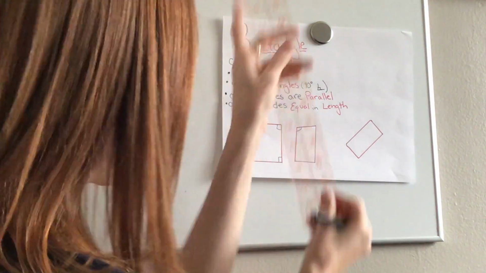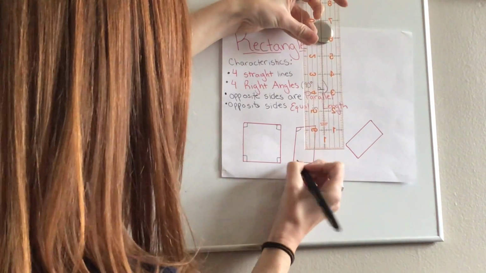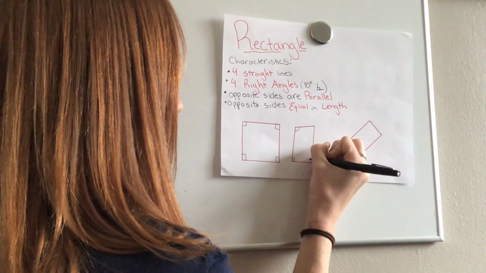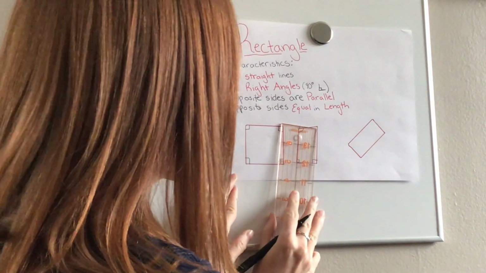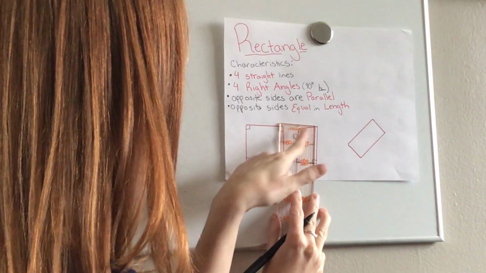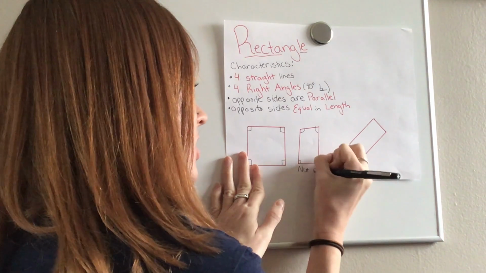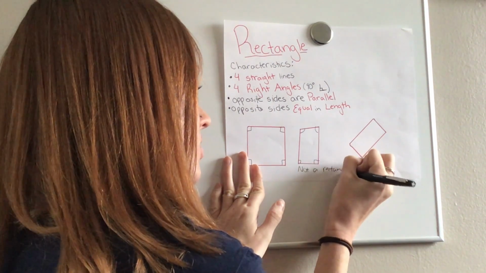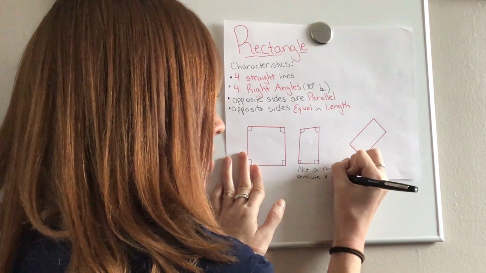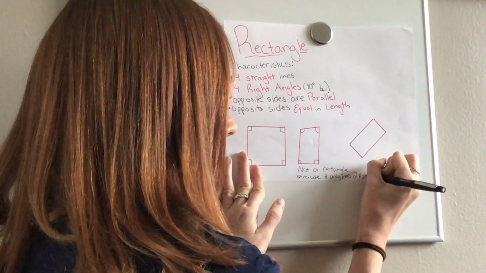Let's check, is this bottom one's right angles? It fits perfectly in the corner, and this fits perfectly in the corner. Take a look at this one up here. If I put this in, nope, not a right angle, because the top line goes down, it doesn't go along my straight edge. So this is not a rectangle because it only has 2 right angles.